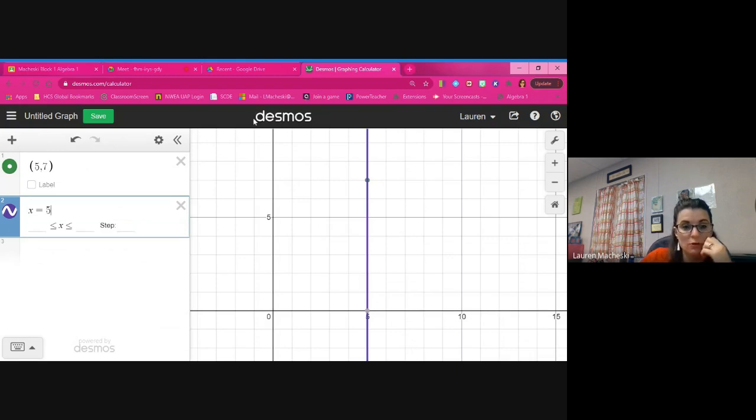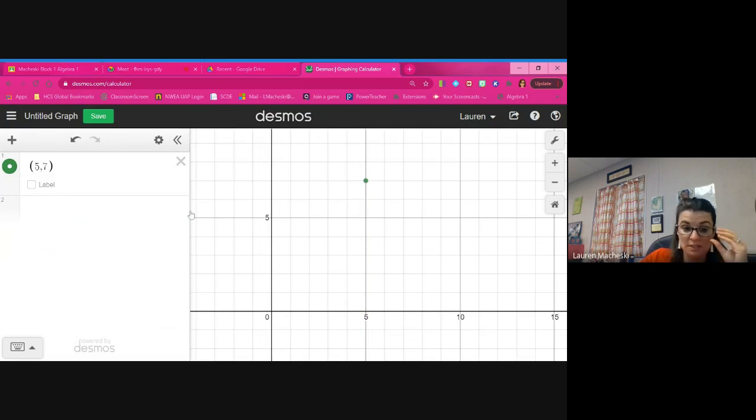Okay, and does it go through the point (5, 7)? It does go through the point (5, 7), but is it a vertical line? It is not, so that's why that wouldn't work. So just be cautious as to reading the actual words there that it says.